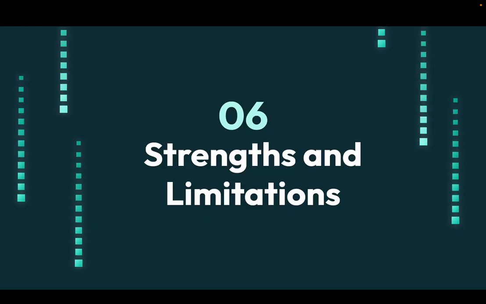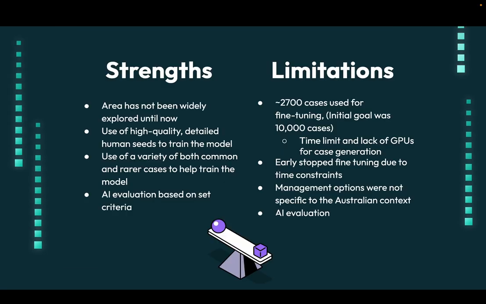And so in regards to the strengths and limitations of our project, some of the limitations we've discussed: we initially wanted to do 10,000 cases for fine-tuning, but we didn't get that many because of time and the GPUs. We also had to stop the fine-tuning early because of time constraints, so this might have also affected our accuracy. And also in the future, we would consider trying to change the model so that the management options provided would be specific to the Australian context. And also, as shown previously, there were some limitations with the AI evaluation of the responses.